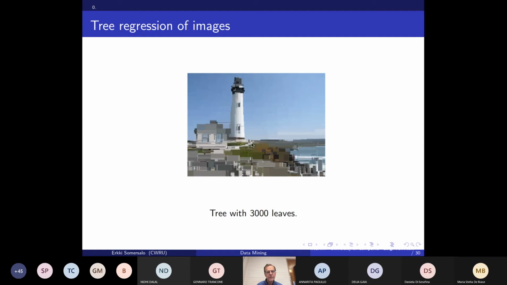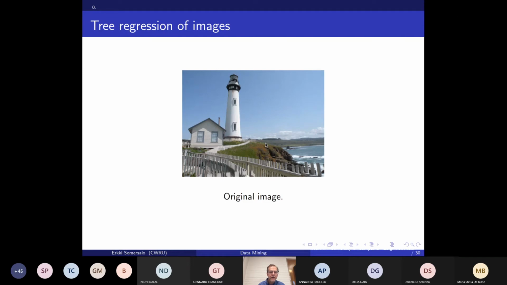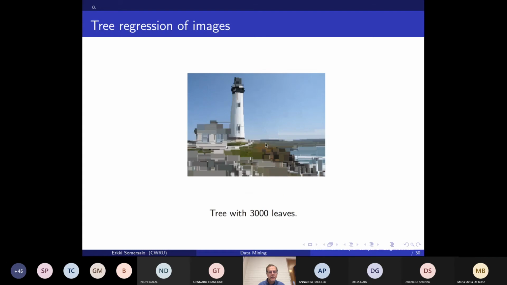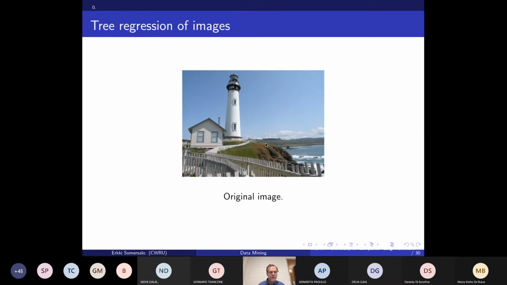We gave this to our students and asked them to figure out what it is. One student said, well, it not only looks like a lighthouse, but it looks like a lighthouse that I know. The student knew that this is really the, what is it called, Cape Dove or something like that in California. So yes, this is the original image, and this is the approximation using 3,000 leaves. So you see that this is a nice way of making sense of a strongly corrupt image.